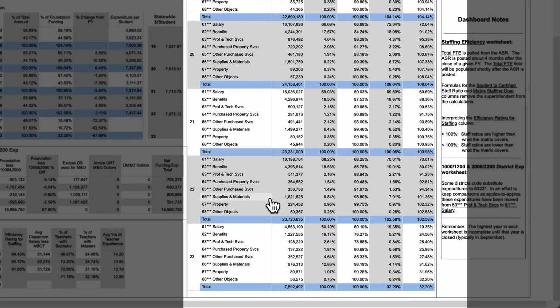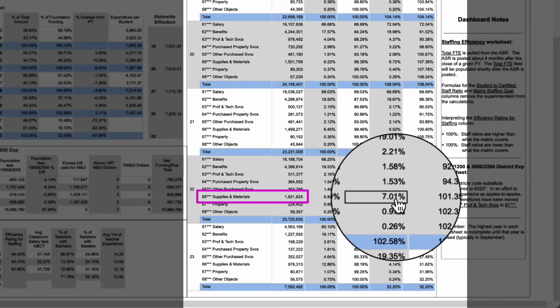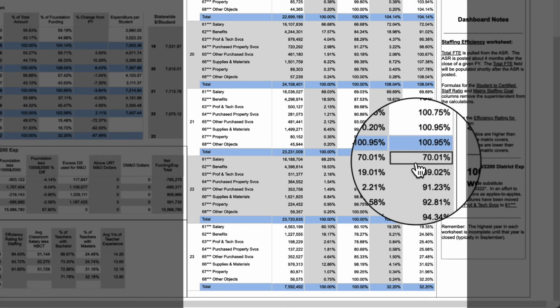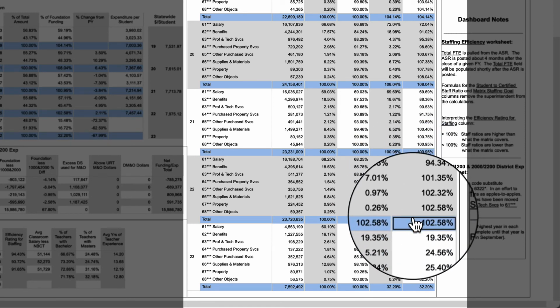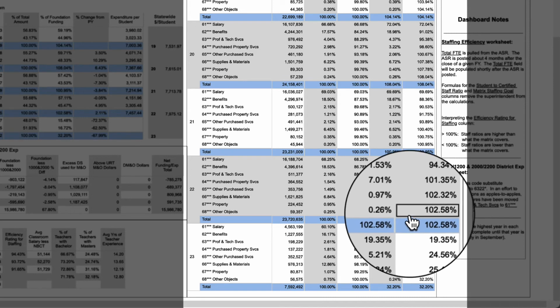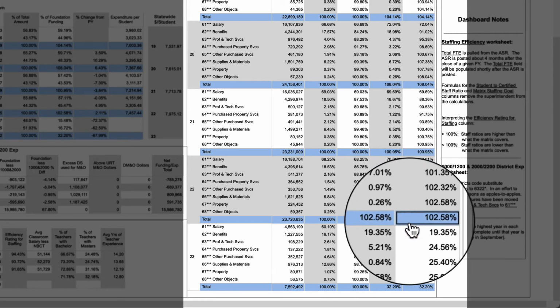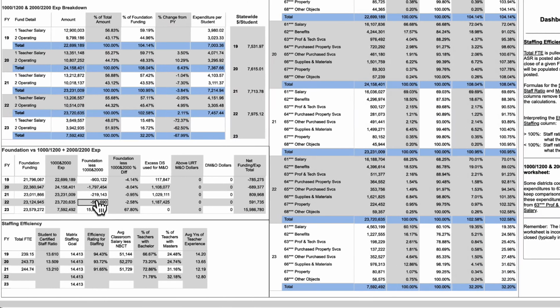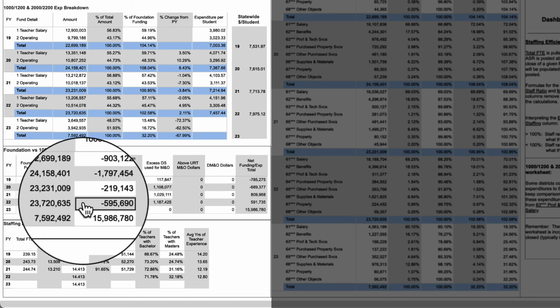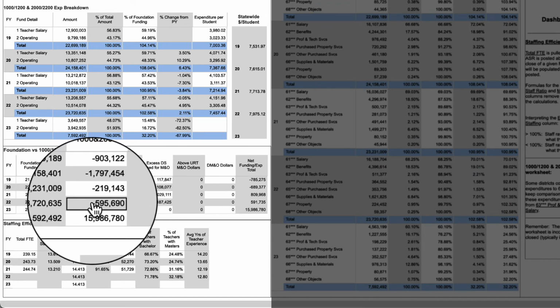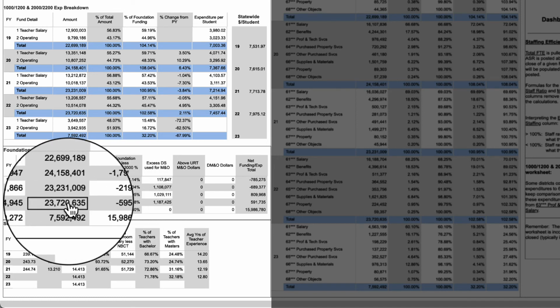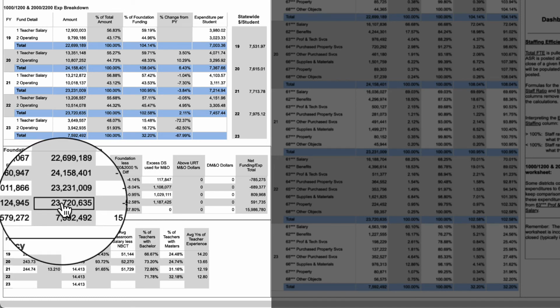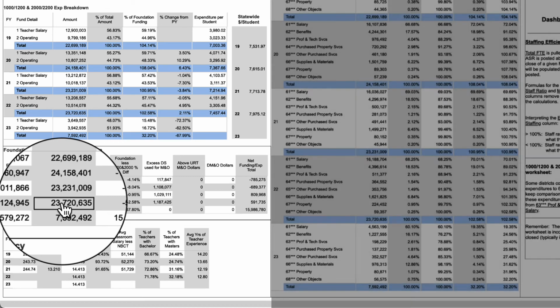Many of those purchases include a pretty large percentage usually for supplies and materials. Most districts run anywhere between 6 and 10% of their foundation funding spent on supplies and materials. So you'll notice that when we add all that up, the district spent slightly more for expenditures in Fund 1000, 2000, 2.58% more than they received in foundation funding. And you'll notice that 2.58% matches this calculation over here where we calculated the dollar difference of $595,690 difference between foundation fund revenue and expenditures for Fund 1000 teacher salaries and 2000 operating expenses.